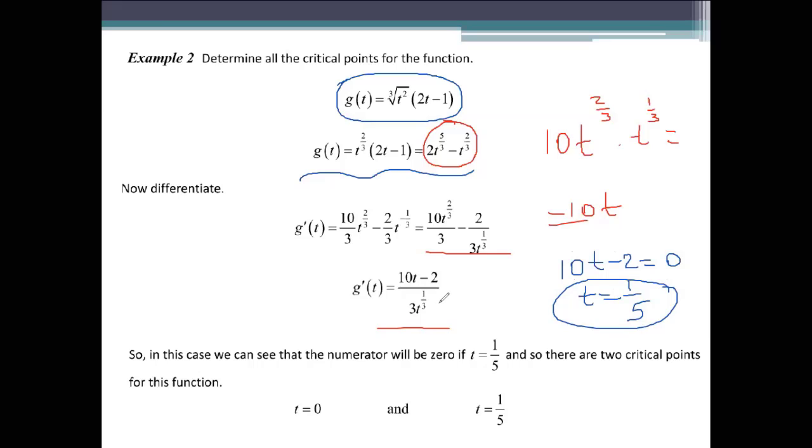And now we have the next one, where the derivative does not exist. It is t equals 0, because it is in the denominator, and the denominator shouldn't be equal to 0. So if t is 0, the derivative g prime of t doesn't exist. So it means it's also a critical point of our function. So we have two critical points. The first one is t equals 0, and the next one is t equals 1 over 5.